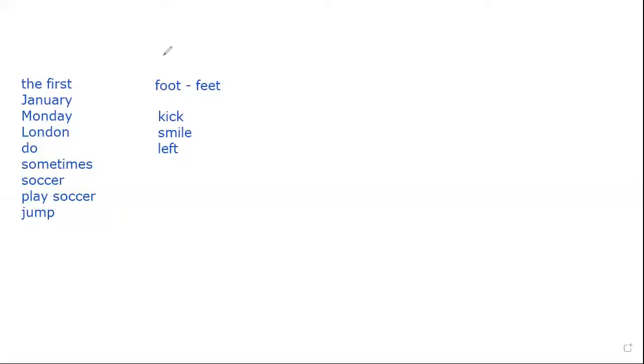Let's get started, right from here, immediately. First, let's look at some vocabulary words. Second, so second goes after the first.